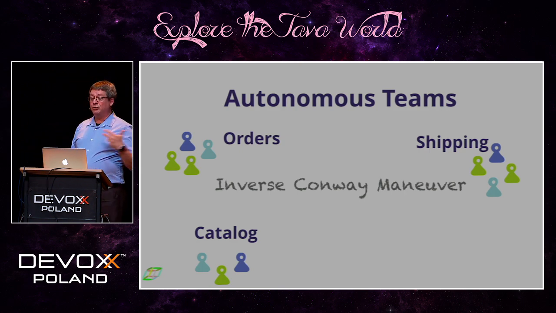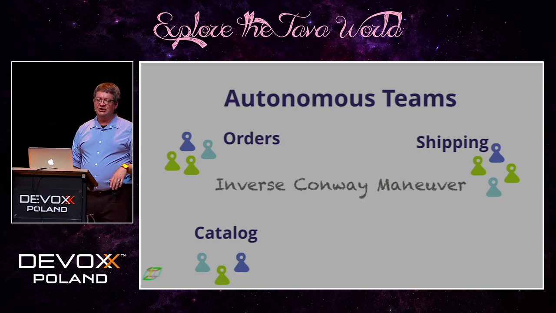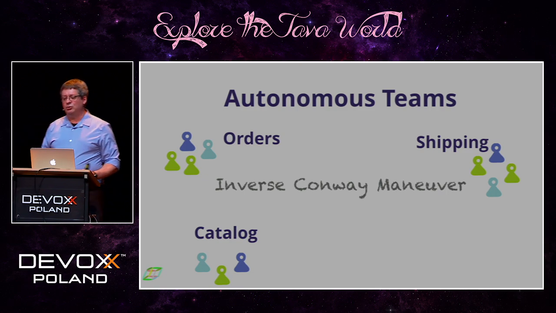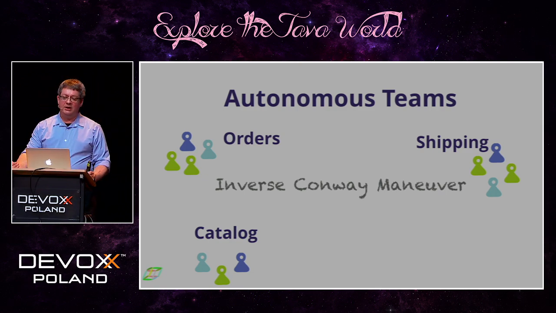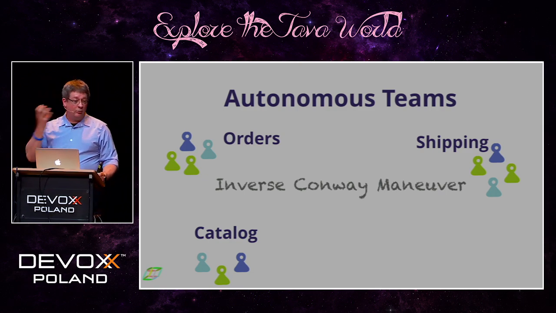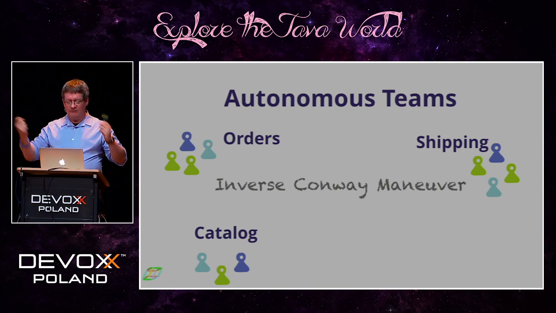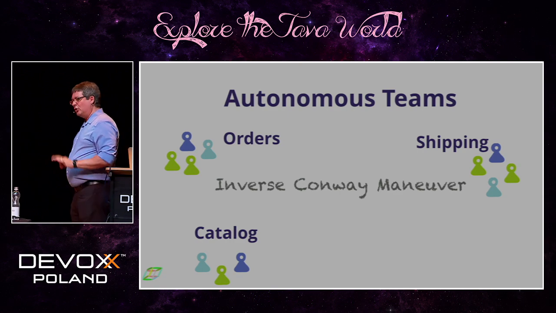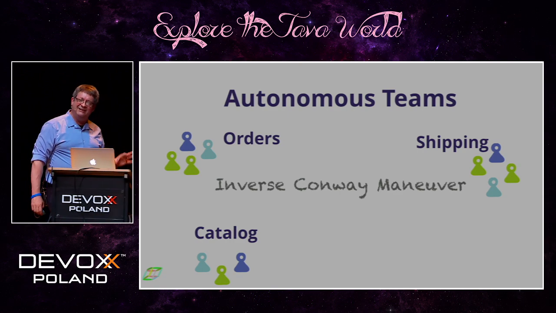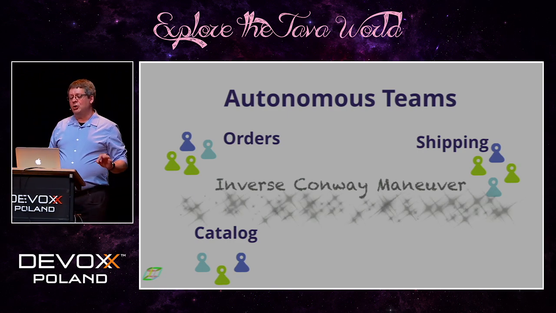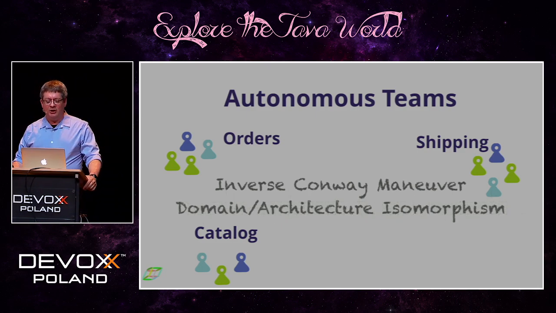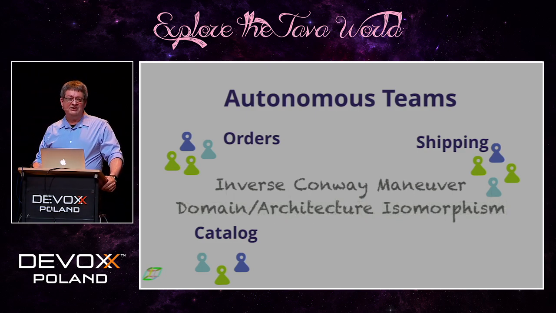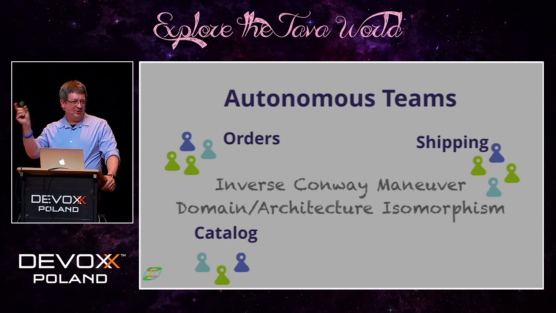We call this the inverse Conway maneuver. The realization is that Conway's Law is going to affect your team whether you want it to or not, and so you might as well embrace it rather than try to avoid it. And that's this idea of the inverse Conway maneuver. Now, if you're talking to an enterprise architect, they actually speak differently than other people, and so you might want to call this domain architecture isomorphism. It means the exact same thing, but anytime you're talking to an architect and you can get the word isomorphism in there, you get extra special bonus points.